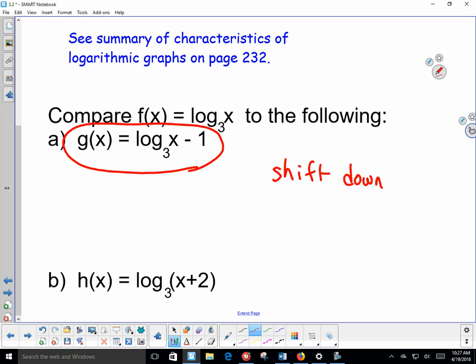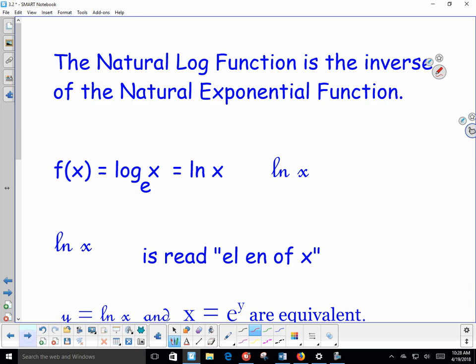All right. And then what about log to the base 3 of x plus 2? What kind of transformation is that, Jimmy? Shift left 2. Do people agree with that? Shift left 2. Okay.